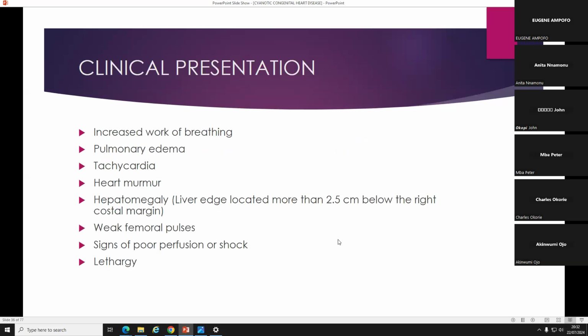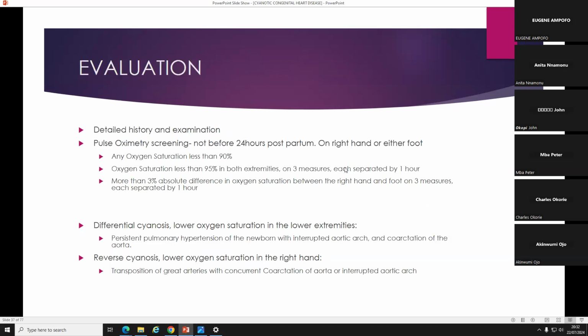There's an increased work of breathing, pulmonary edema, tachycardia, heart murmurs, hepatomegaly, defined as liver edge located more than 2.5 cm below the right costal margin, weak femoral pulses. They could present in shock, and there are features suggestive of lethargy.